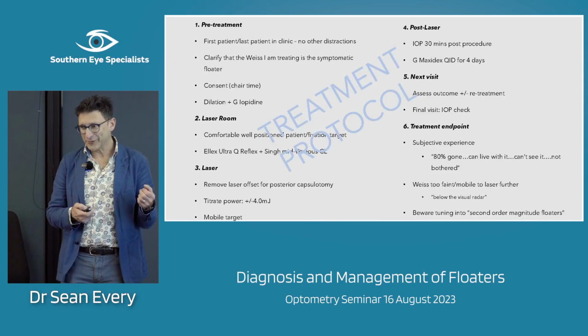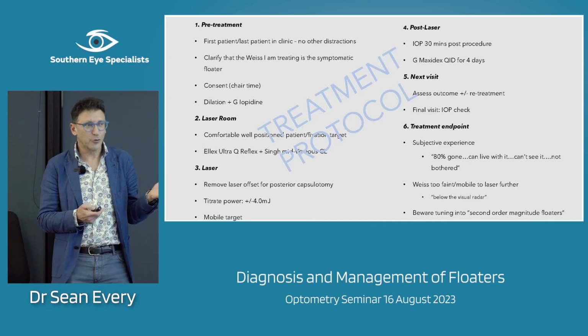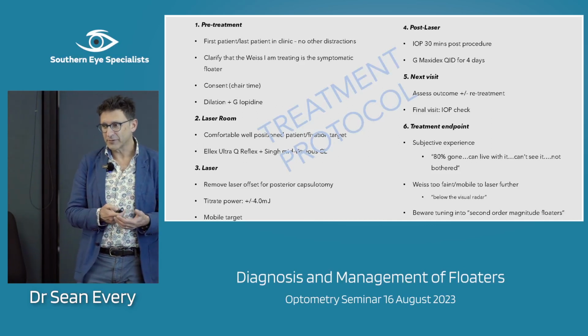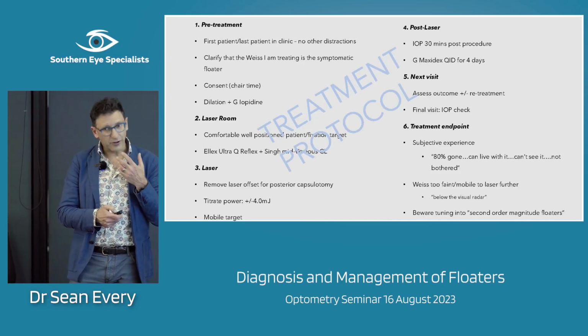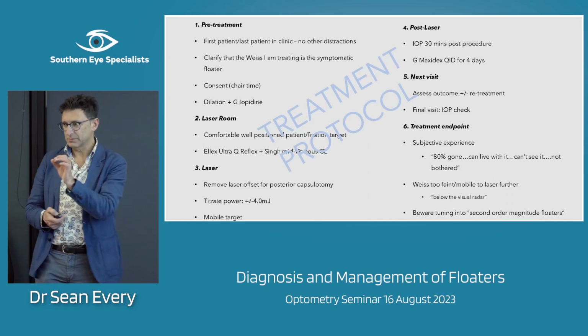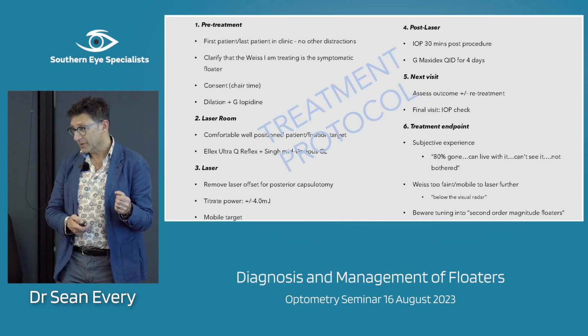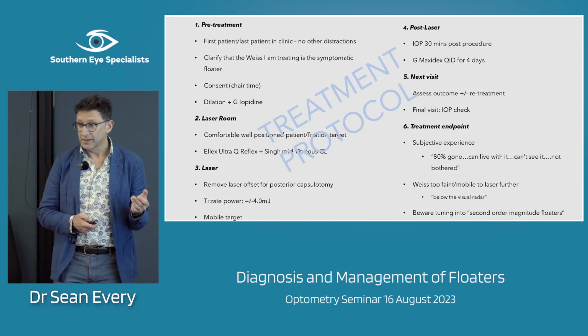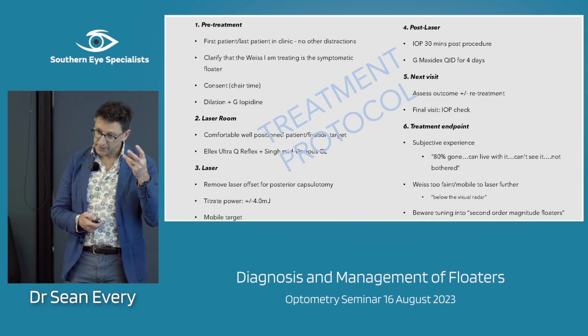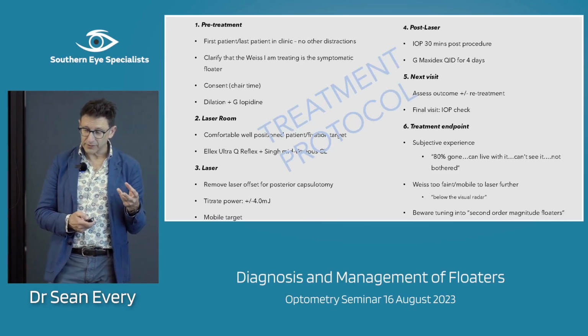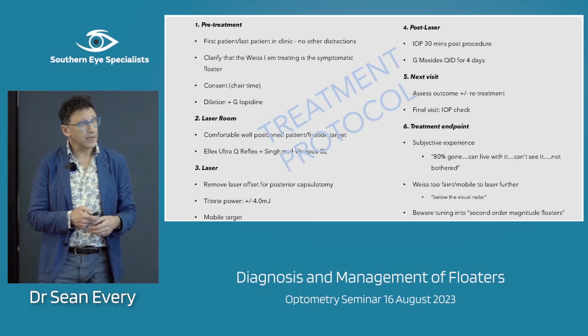The posterior capsule doesn't move around at all. When you laser the retina, it doesn't move around. This thing is absolutely mobile. So I'm being really clear, because when you're sitting there at the laser, you can't see the posterior surface of the lens if they're phakic. So you just have to be absolutely clear about where it is.